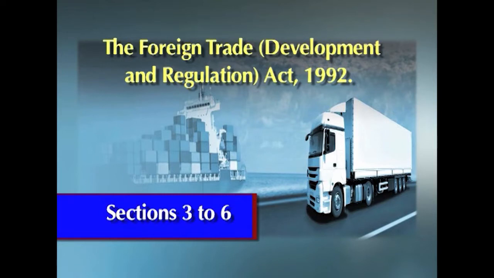Viewers, now we will learn about the powers of the central government to make provisions on the export and import policy. Sections 3 to 6 contain the relevant provisions on the powers of central government to make, order and announce export and import, EXIM policy. Before these provisions are examined, it is necessary to know about the terms like import, export, services, goods, technology, and like ones as defined under the Act. They are narrated here under.